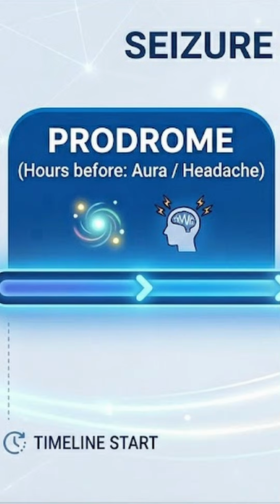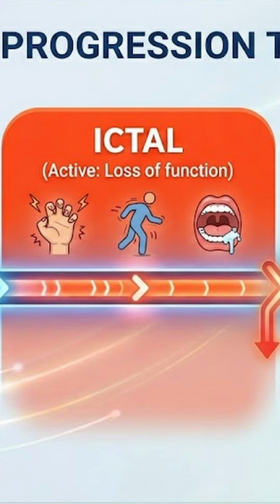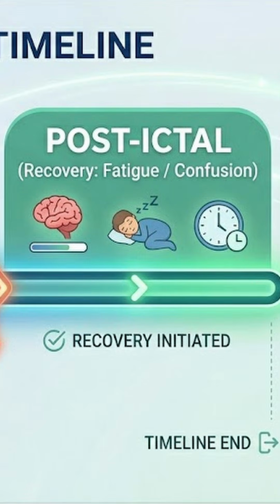Clinically, seizures progress through three distinct phases. The prodrome phase brings early warning signs like headaches, mood shifts, or a sensory aura hours before the event. The ictal phase is the active seizure itself, where you may observe a loss of motor control, consciousness, or bowel and bladder function. The post-ictal phase is the recovery period, typically marked by extreme fatigue, confusion, and headache.